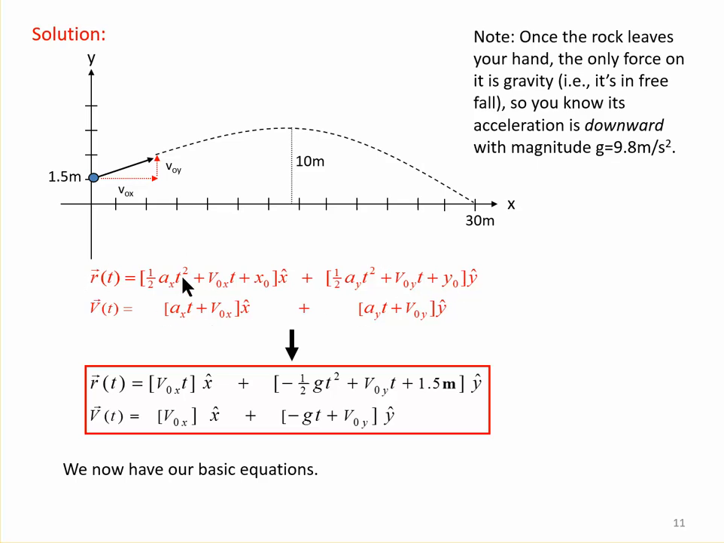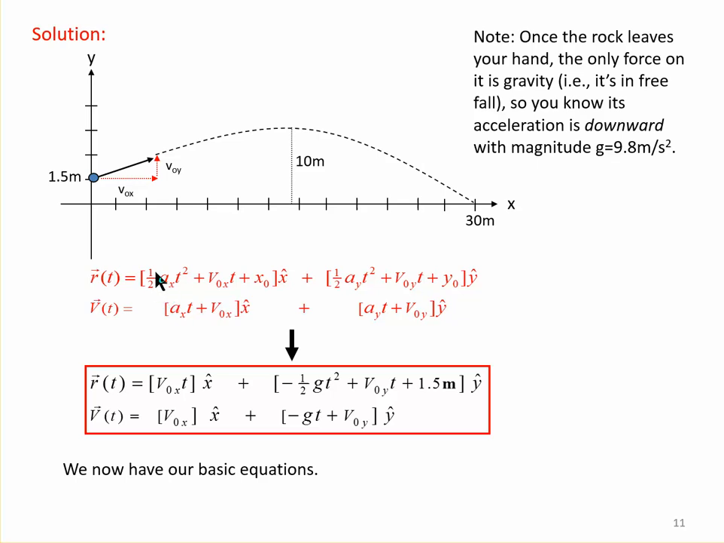So here's the idea. I write down the general constant force equations describing the position and the velocity. Now, I'm going to plug in any information that I have about the acceleration, about the initial position, or about the initial velocity, and I'm going to plug them in. So let's go through this.